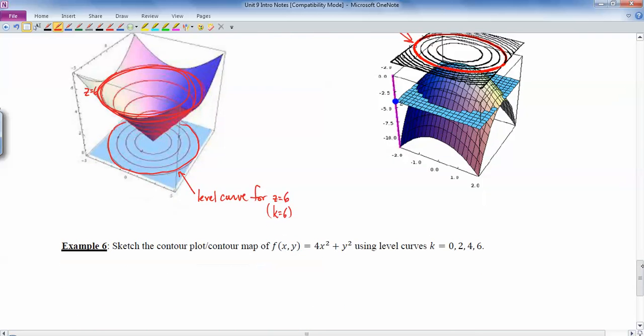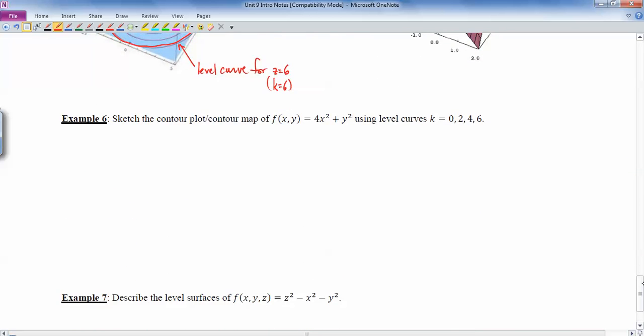Okay, so example 6, we're going to sketch the contour map of f of xy equals 4x squared plus y squared for various values of k. So first, let's think of this. This is really like z equals 4x squared plus y squared. That's actually going to be an elliptical paraboloid.